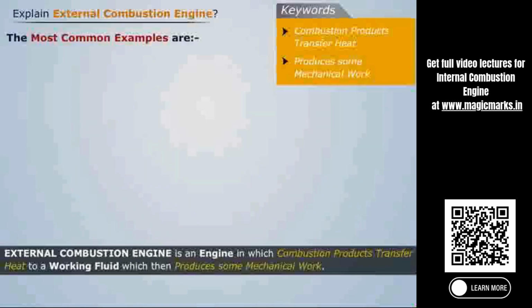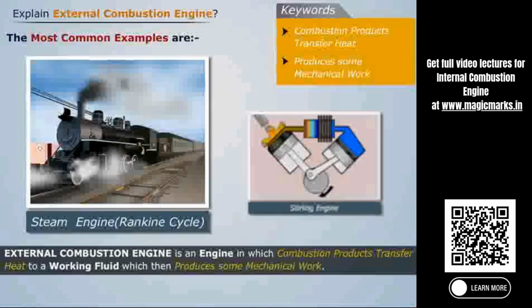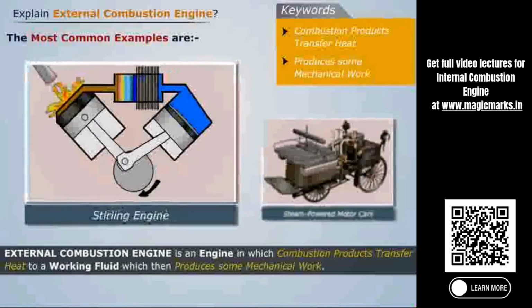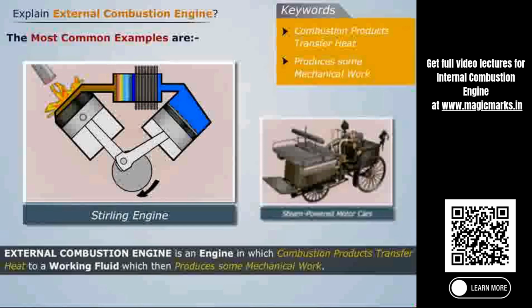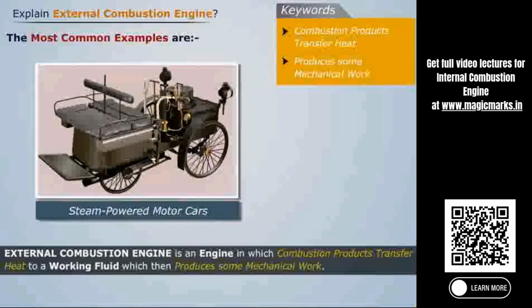Some common examples of external combustion engines are steam engine based on Rankine cycle, Stirling engine, steam-powered motor cars used in earlier days.